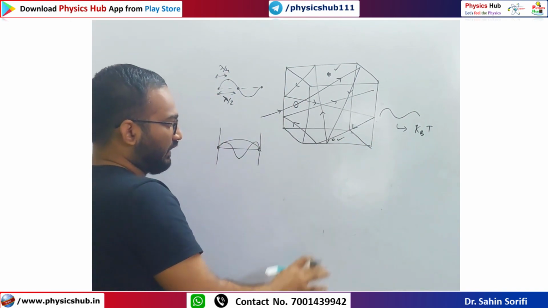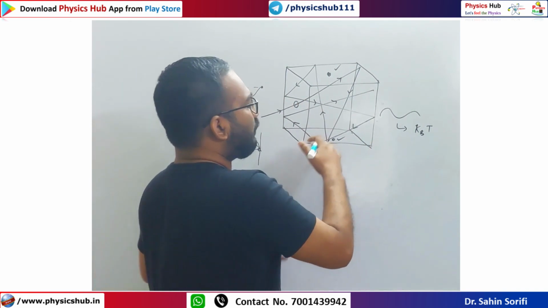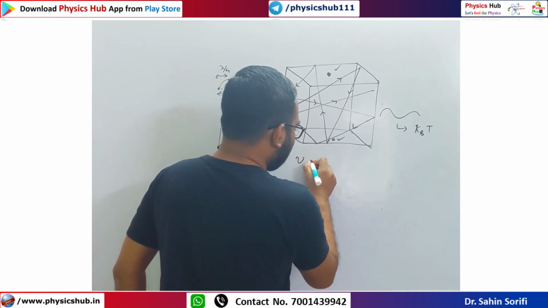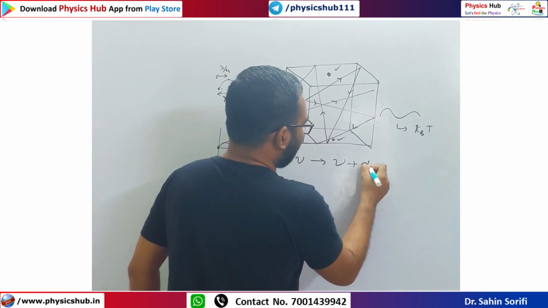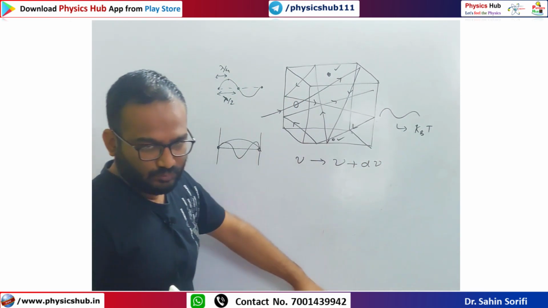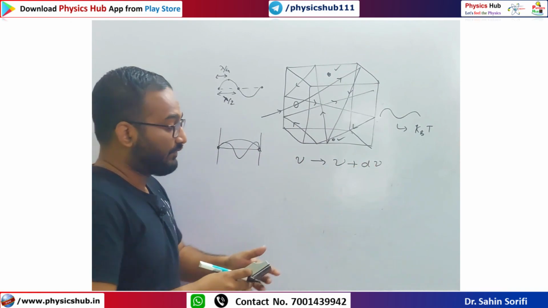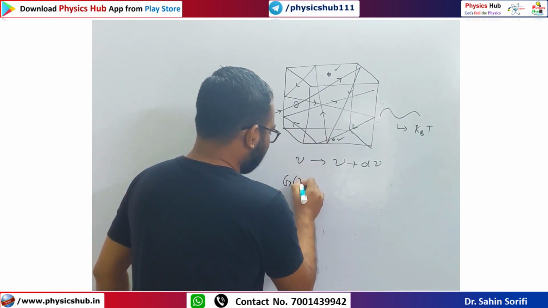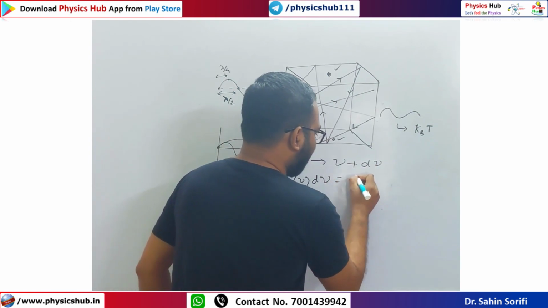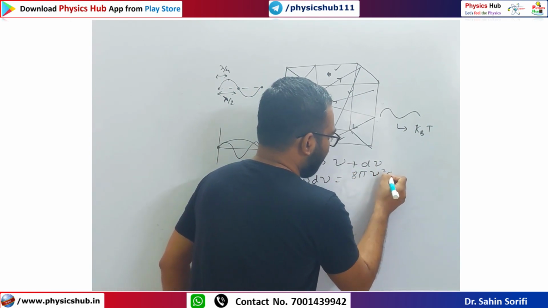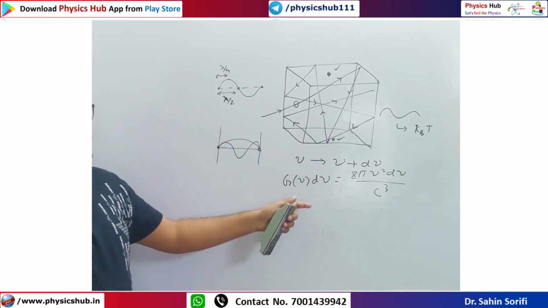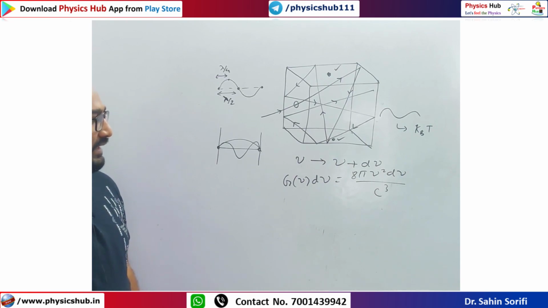That is why for each standing wave the energy associated is half kT into 2, that is kT, right, for each standing wave. Now, how many possible standing waves are there if you consider the frequency range between nu to nu plus d nu? This gives you basically the number of modes between nu and d nu. If I am denoting them by g nu d nu, this is given by 8 pi nu square d nu upon c cube.